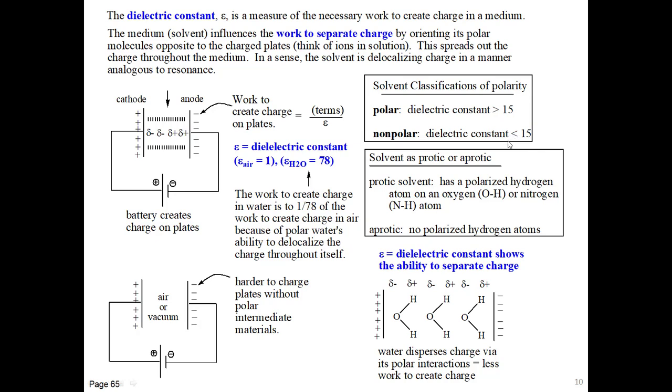Now there's another way we have to divide up our solvents, and that's with the terms protic and aprotic. So a protic solvent has a polarized hydrogen, and for us it'll just be on oxygen.